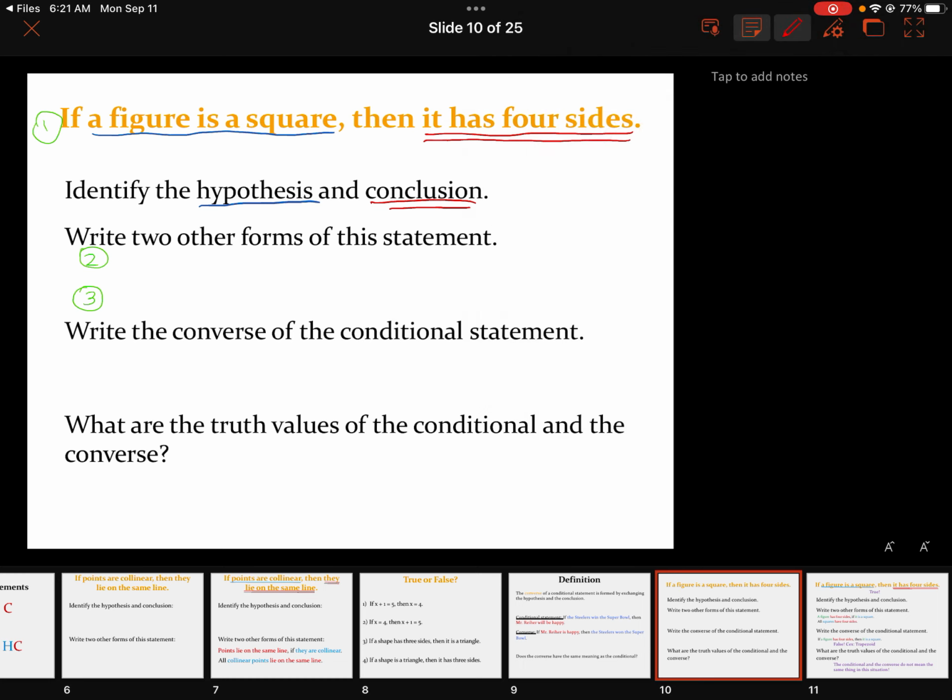So remember, statement two says red if hypothesis, or red if blue. It has four sides. If, now we'll say the blue, a figure is a square. Now remember the whole noun-pronoun idea. A figure is referring to that word it. That word it refers to a figure. So we should be saying a figure first, that's the noun. And then we'll say it second, that's the pronoun. This statement one and this statement two mean exactly the same thing.